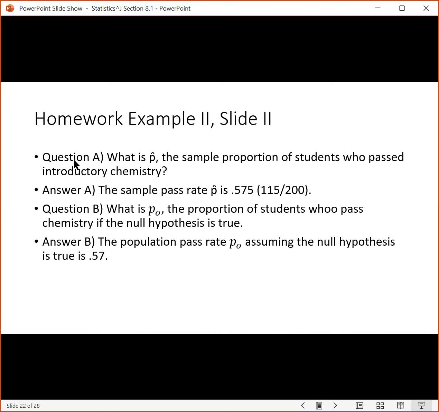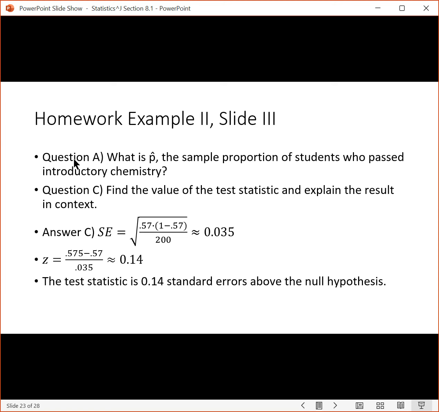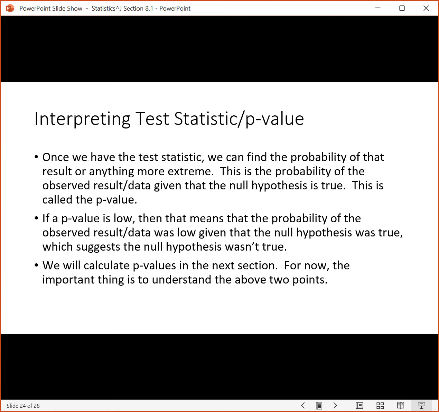All right, so you can see here, question A, take 115, divide by 200. Question B, 0.57. And then question C, plug 0.57 into the standard error formula first, then take that result and plug it into the z-score formula, and you get 0.14. And so to interpret that, we're saying the result is 0.14 standard errors above the null hypothesis. Because it's positive, it's above the null hypothesis. That's pretty close to 0. So that outcome would suggest that the null hypothesis was correct.